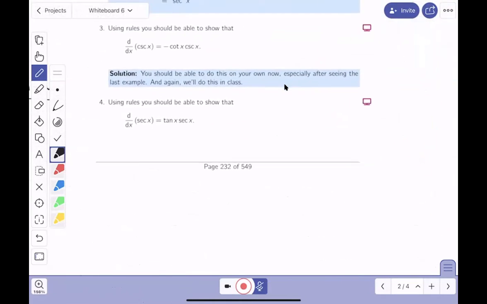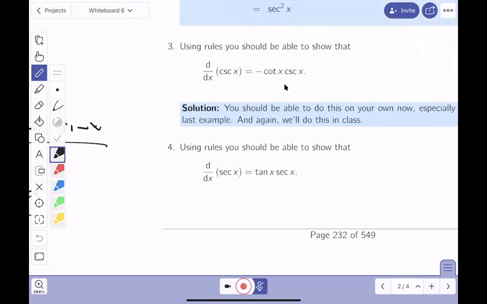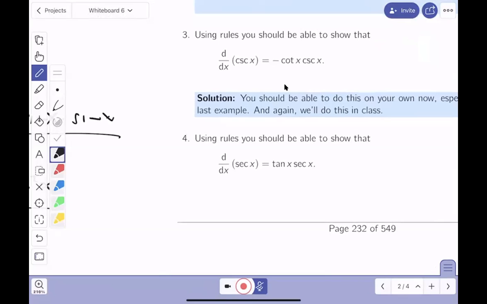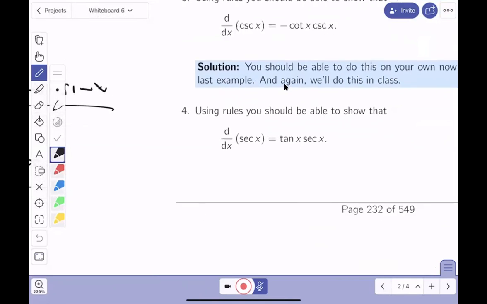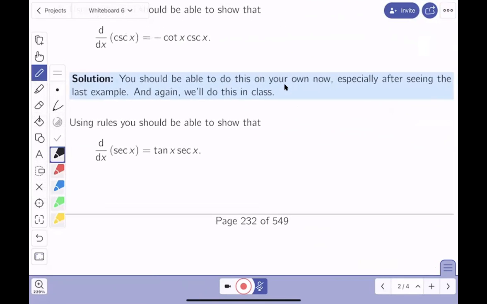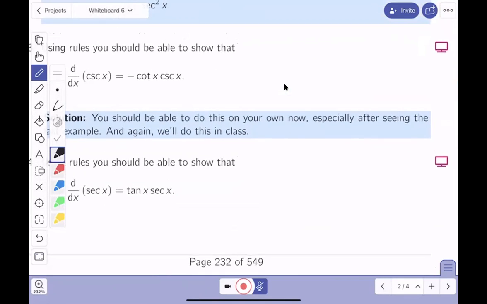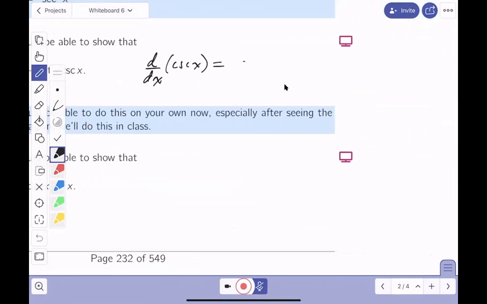Number 3 says, using what you know, rules, and the derivatives of sines and cosines, you'll be able to get this one over here. Well, I don't know, let's see if we can do it. So they're saying that I should be able to take the derivative of the cosecant, and I should be able to get that over there. So what do you get over here?